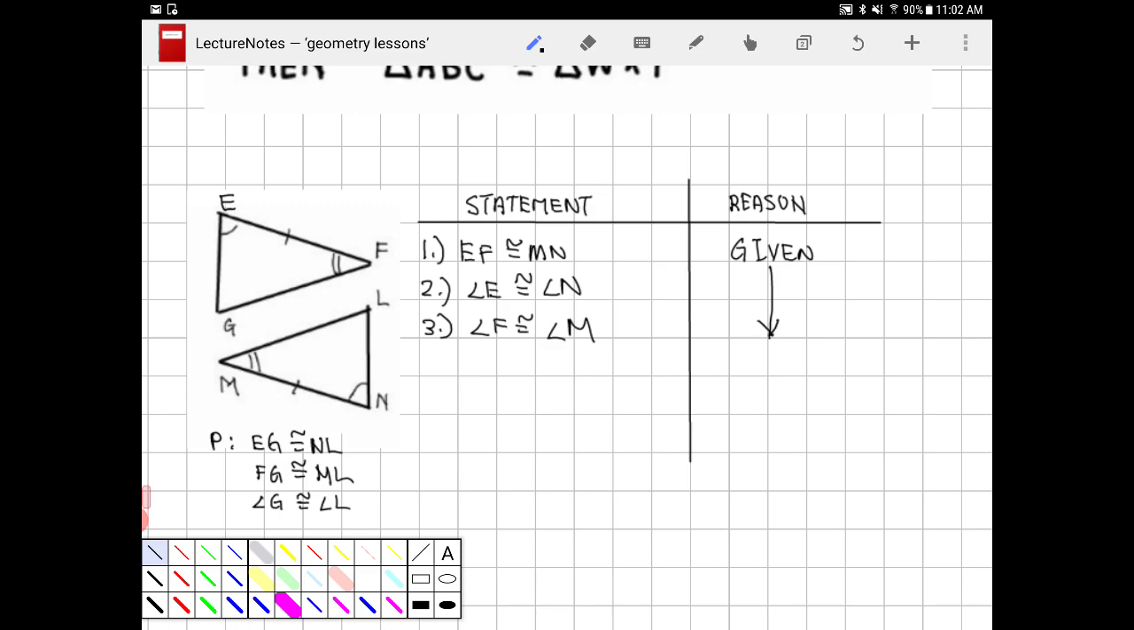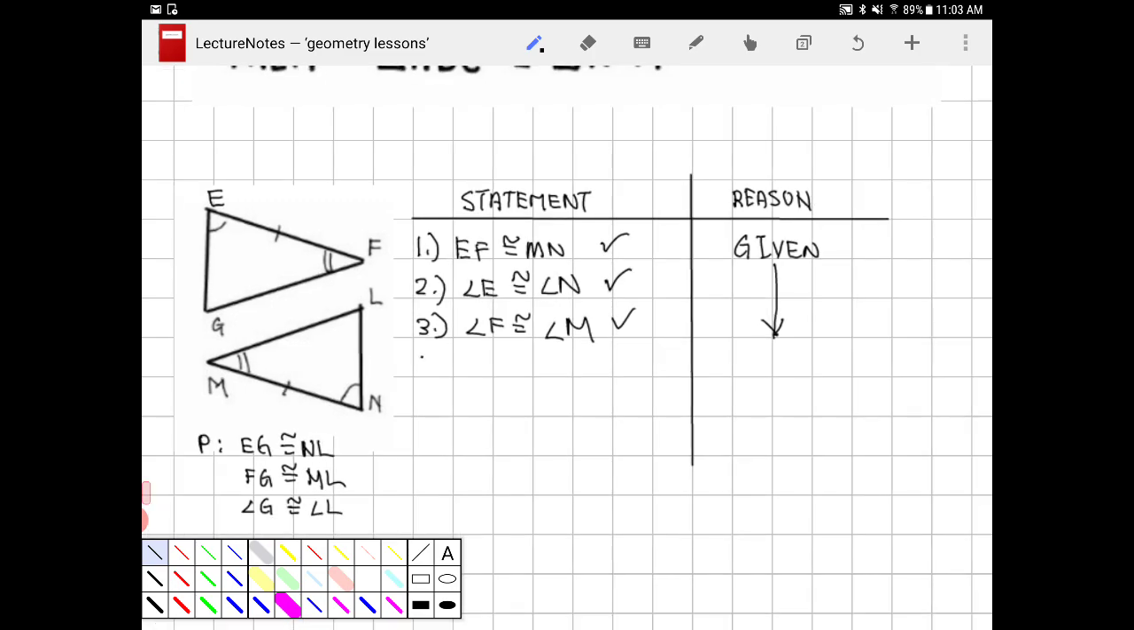Based on just this set of givens, the order in which these statements are written does not have to be in the exact order of ASA. Just recognizing that the side in line 1 that I listed as being congruent is in fact the included side based on the way the diagram is drawn. So in this case, as a safe conclusion in line 4, we can say that triangle EFG will in fact be congruent to triangle NML.